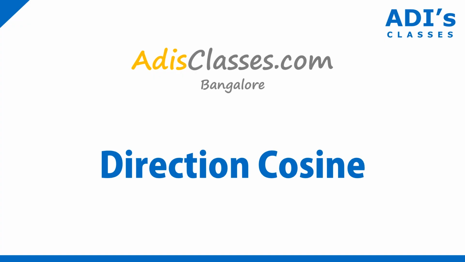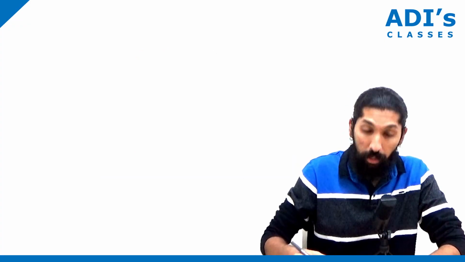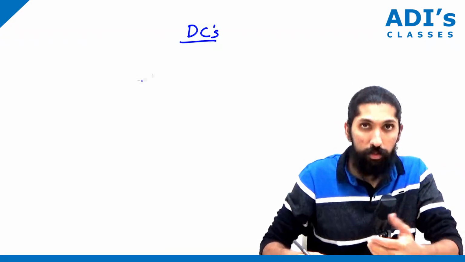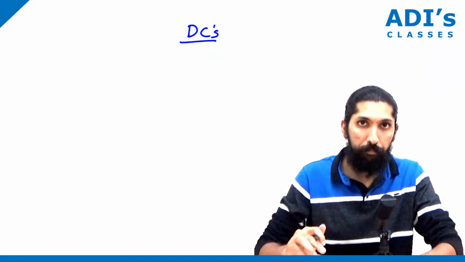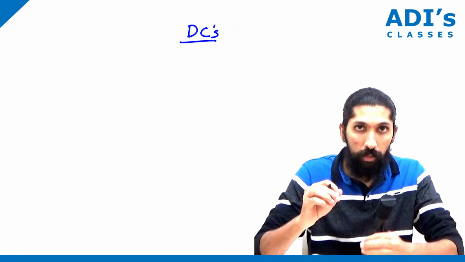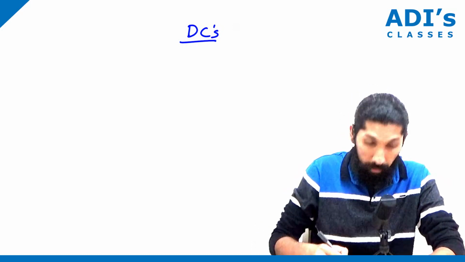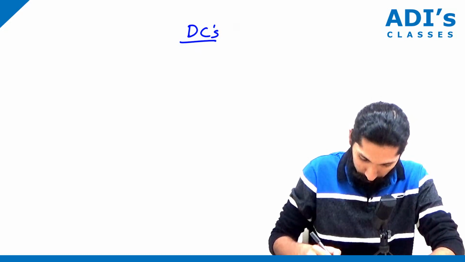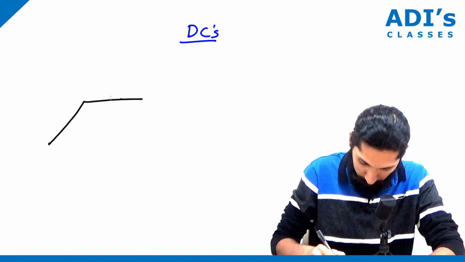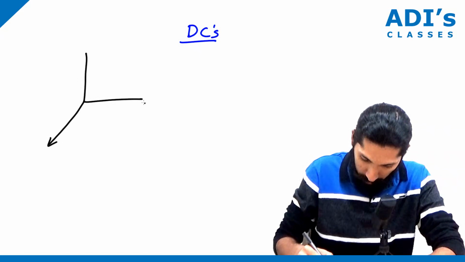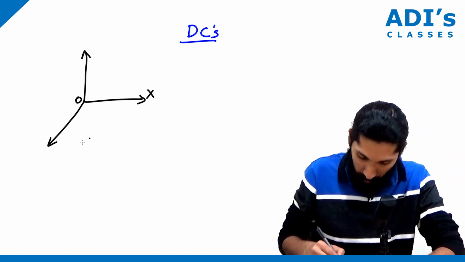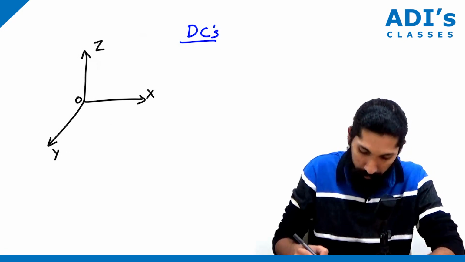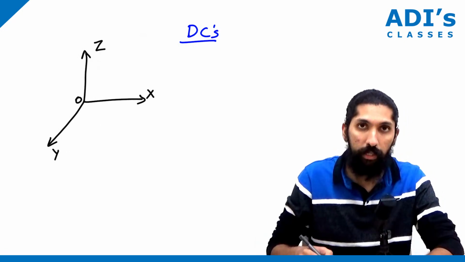Let's discuss one more topic, what we call direction cosine, or in short form, DCs. Now, what exactly do we mean by a direction cosine? Very simple. Imagine you have the x, y, and z axes, all three. Assume that you have three axes like this. This is O. Assume that this is x, this is y, this is z. Okay, you have x, y, and z axes.